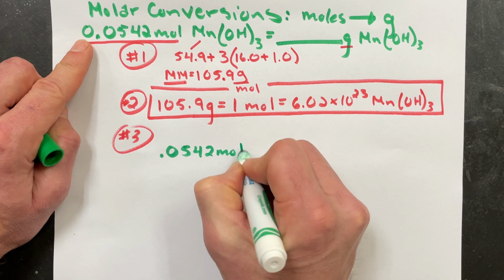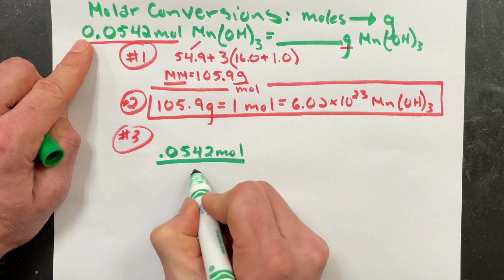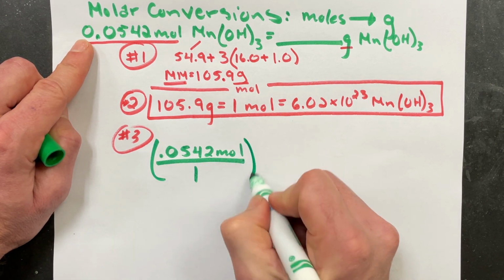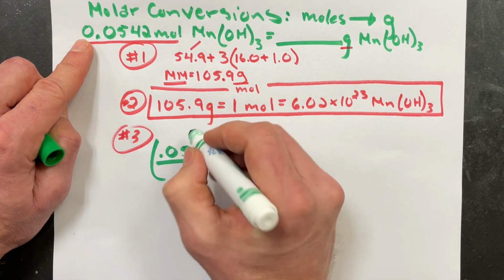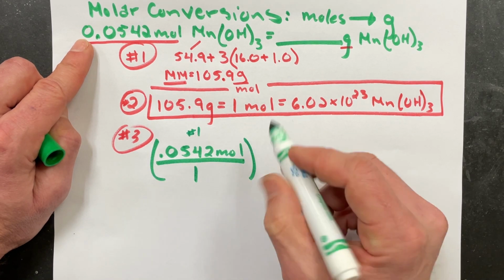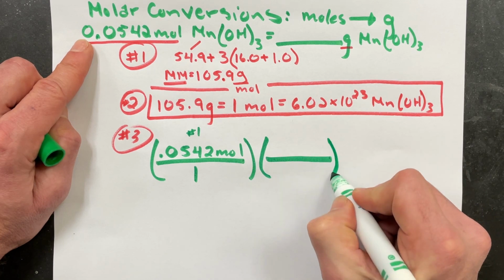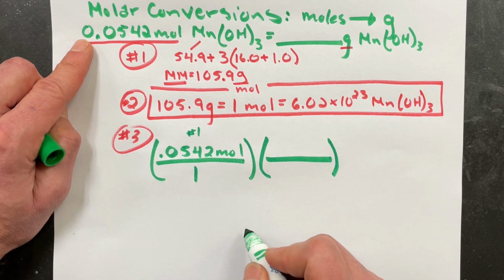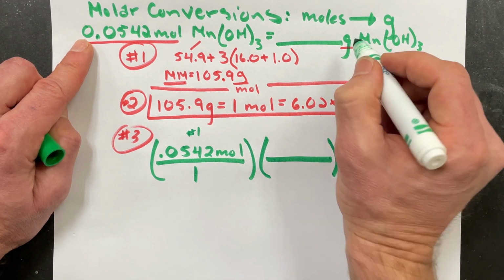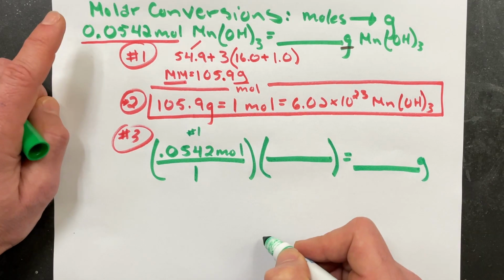0.0542 moles. The moles are very important. And I'm going to put that over 1. So whatever you're given, put it over 1. Step number 1, I'll put a little 1 up there. Step number 2 is we want to make a placeholder, and I can do this in one step. So I'm going to put one placeholder there and say where you are going. In this case, we're going to grams. So I'm going to put grams right over here.